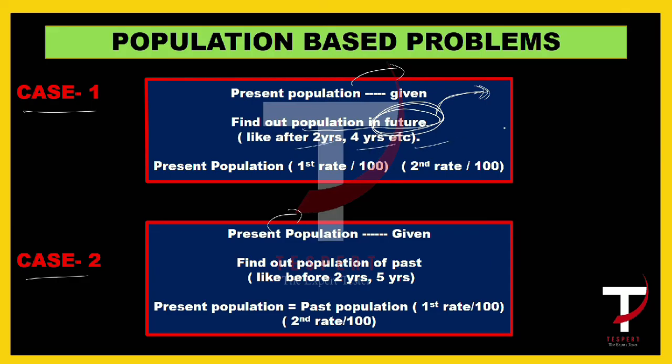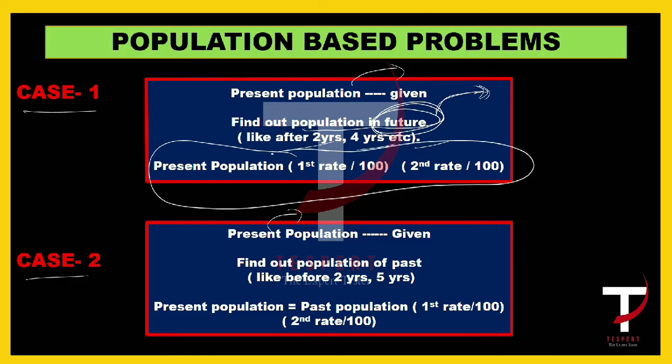For that, this is the formula to calculate: present population into first rate by 100 into second rate by 100. We will get back to this formula and apply it. Generally, I don't love to solve any problem by using formulas. So as far as possible, don't use formulas and shortcuts. Go through concept based.